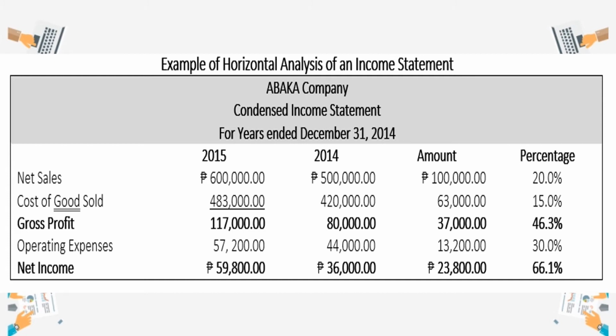Now let us determine the percentage change. For the net sales, we have 20%. Then for the cost of goods sold, we have 15%. For the gross profit, we have 46.3%. For the operating expenses, we have 30%. And for the net income, we have 61.1%.